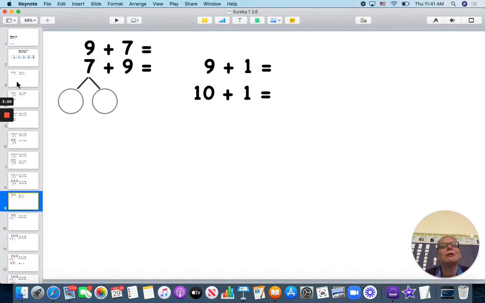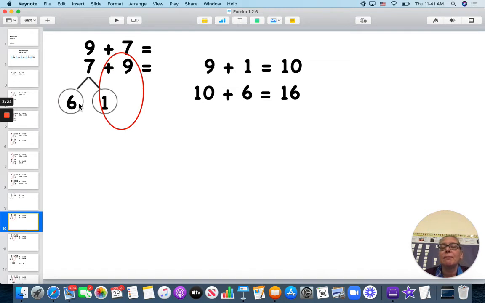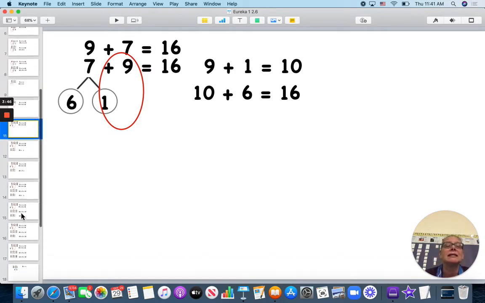Let's start with a new problem. We have 9 plus 7, which is the same as 7 plus 9. Let's break this 7 apart and give some numbers to the 9. So when I break the 7 apart, I get 6 and 1. I'm going to give the 1 to the 9 so that I have 10. 9 plus 1 equals 10. So I'm going to put that 10 here, and I have 6 left over. 10 plus 6 equals 16. That means that 9 plus 7 equals 16, and 7 plus 9 equals 16.